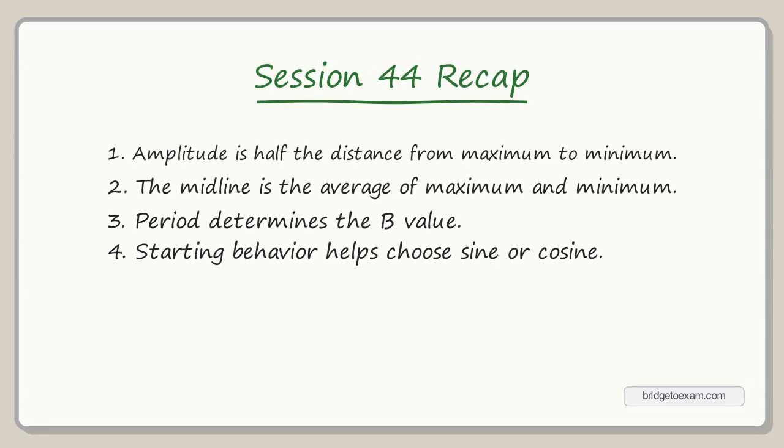Let's recap. Amplitude is half the distance from maximum to minimum. The midline is the average of maximum and minimum. Period determines the b value. Starting behavior helps choose sine or cosine.